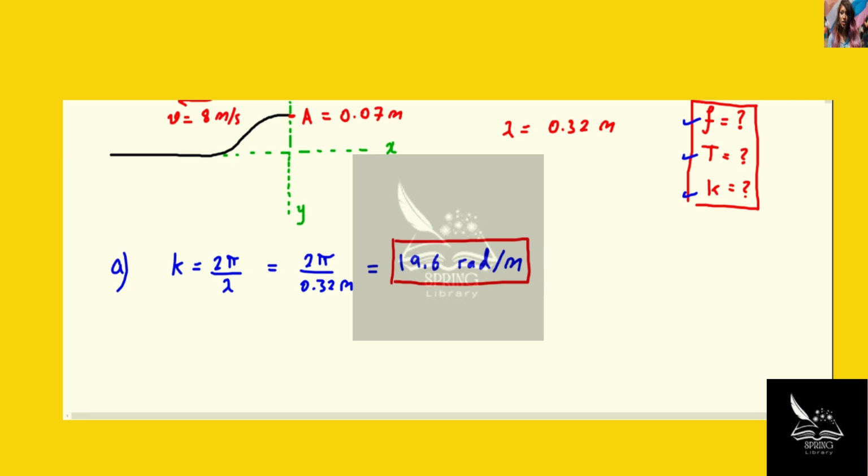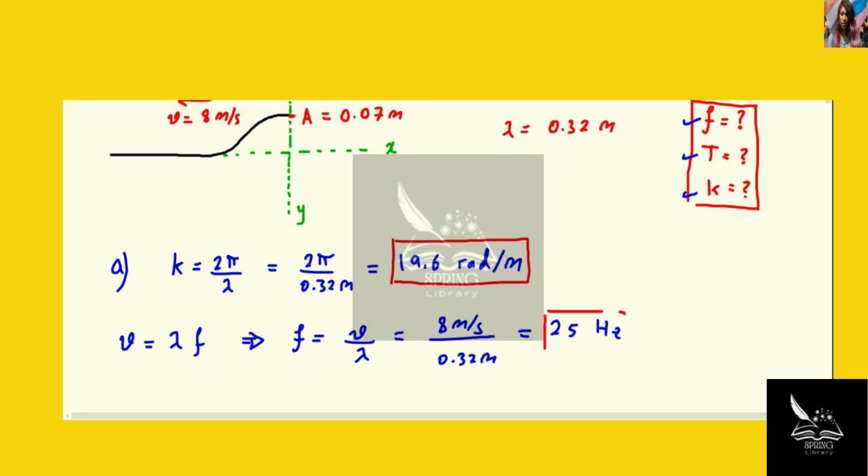To find the frequency, we're going to use the formula of the speed of the wave, v equals lambda times frequency, and from this we can write frequency is equal to v divided by lambda, which is equal to 8 meters per second divided by 0.32 meters, and that's equal to 25 hertz. So this is the frequency.